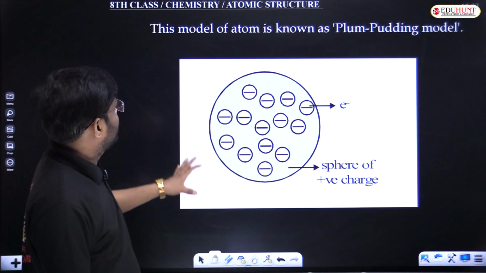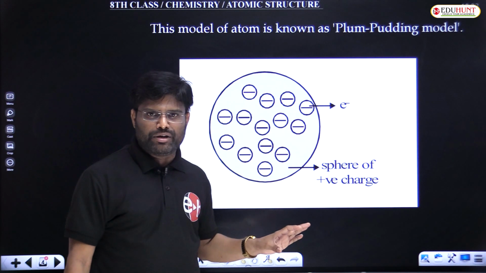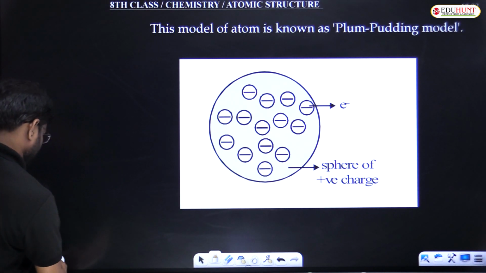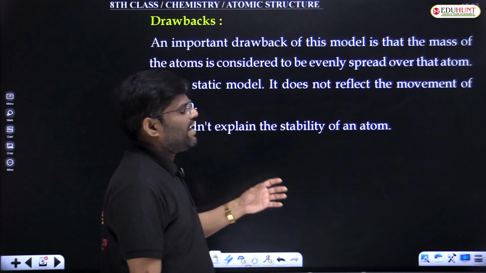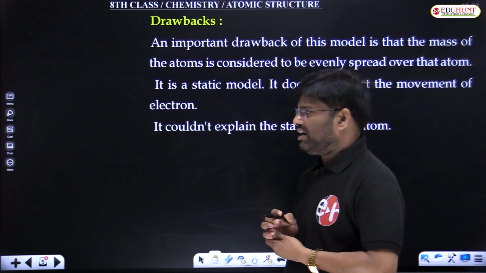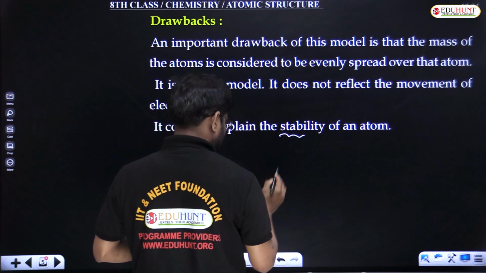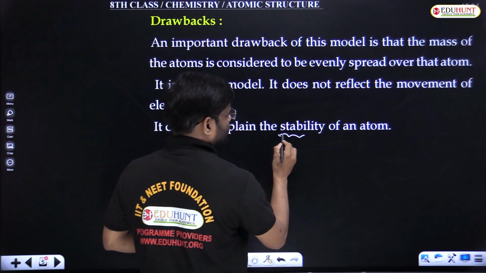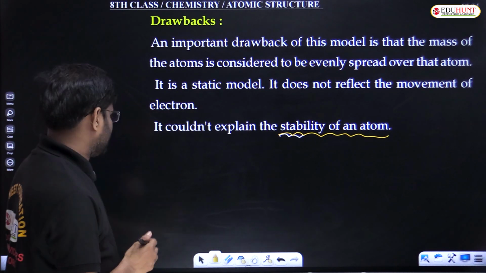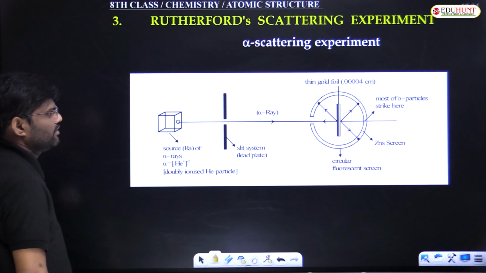So this is about the J.J. Thomson atomic model. Drawbacks, children: it could not explain the stability of the atom. So okay children, next let's go to the next point.